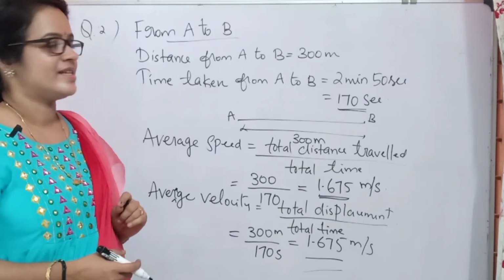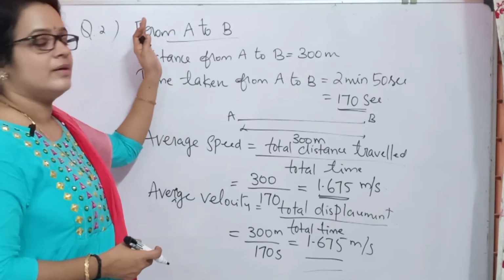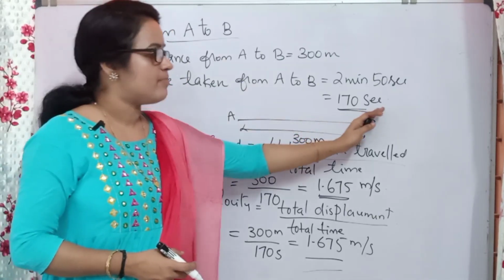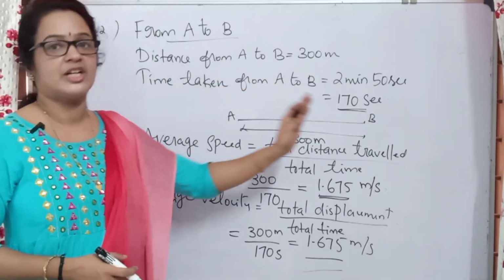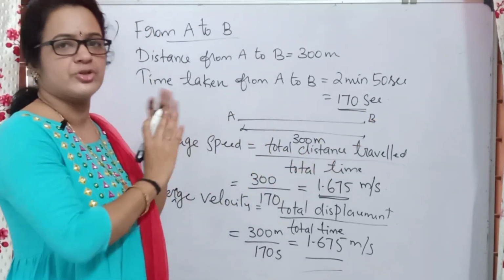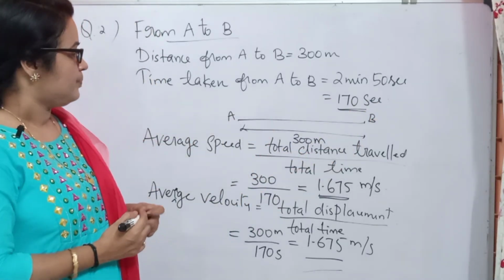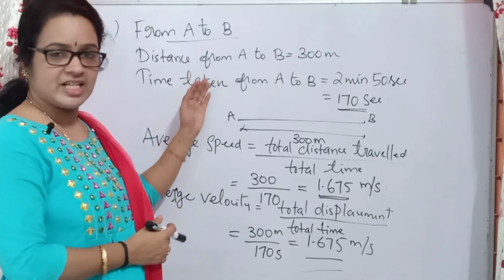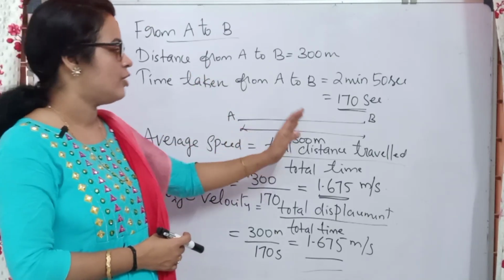Clear? And one more question is there, in the case of when he is coming back from B to C. Right, so that also we have to calculate. Only one half of the portion we have completed now. So now we can find what will be the average speed and average velocity in the case of A to C.